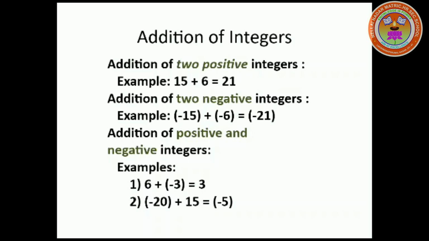Next, -20 plus 15. 20 is negative, 15 is positive. Subtracting the numbers, the answer is 5 and the greatest number is 20 having a minus symbol. So the final answer will also have a minus symbol. So this is how we do addition of integers.